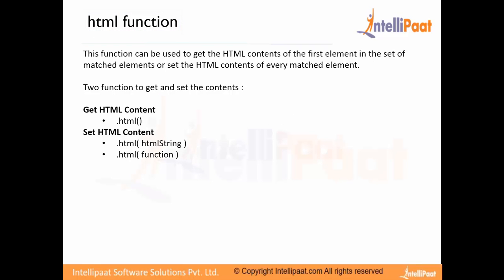What it does is, if I want to get the HTML content of the matched element, I can just use the .html function. And if I want to set some HTML content, I can use .html and pass an argument. The argument could be an HTML string or a function. Let's see it in more detail.